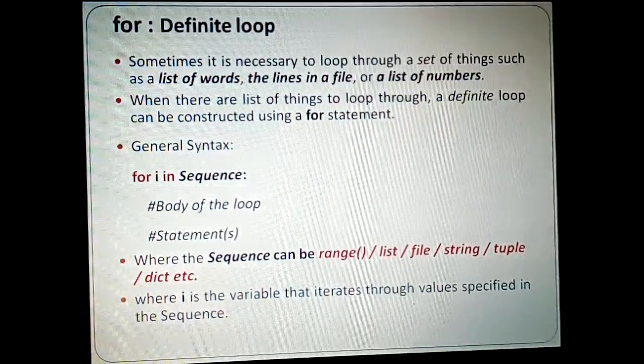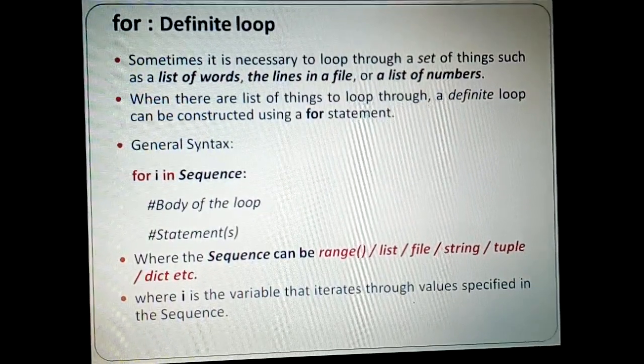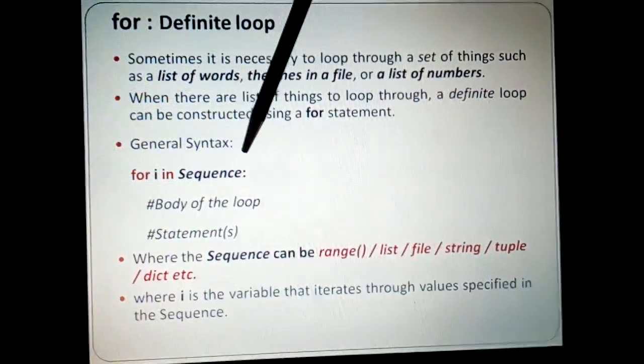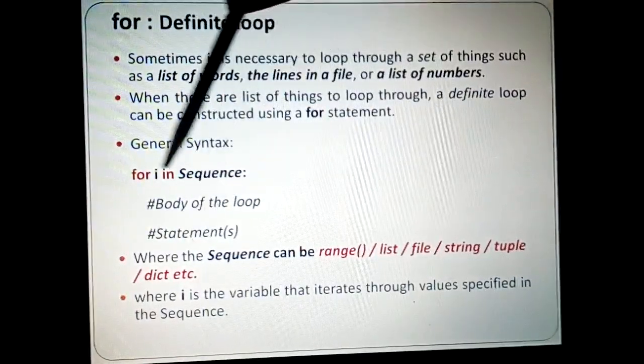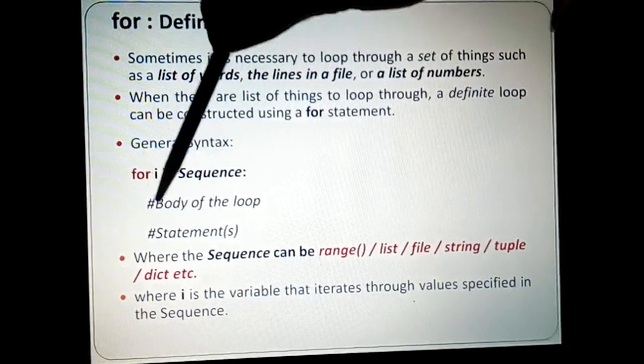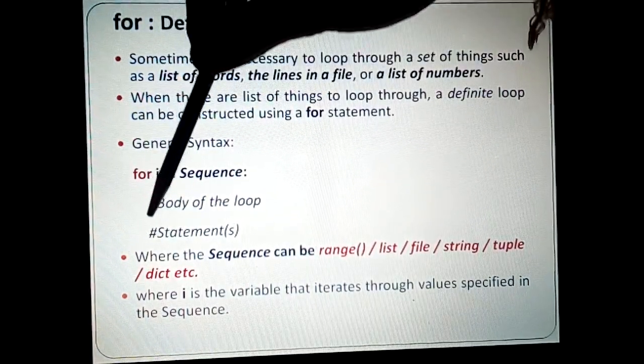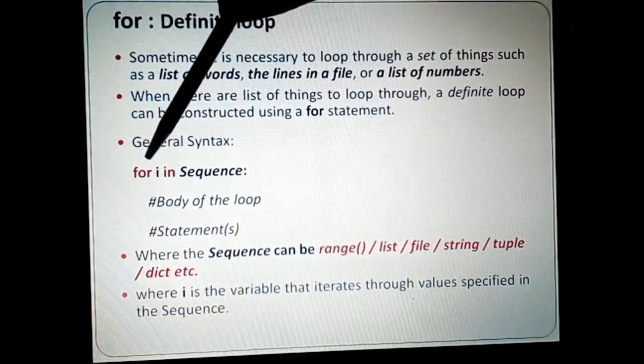Now there are two forms of for loop I can use. One is this way: for i in sequence colon, body of the loop, that is whatever statements I want to specify inside the body, and then followed by the statements outside the loop. Now how does it look?